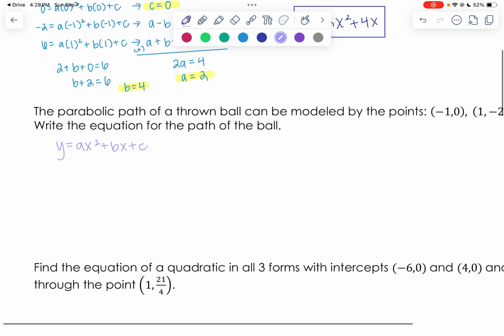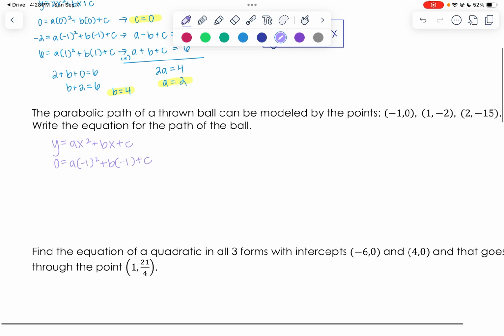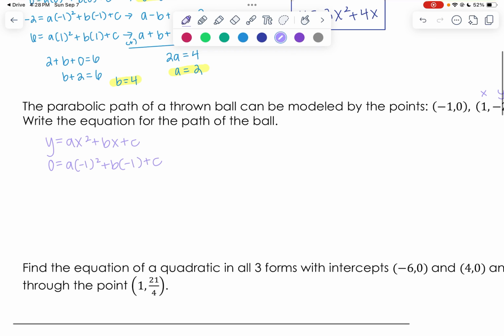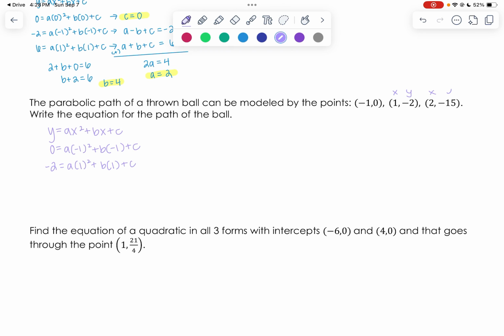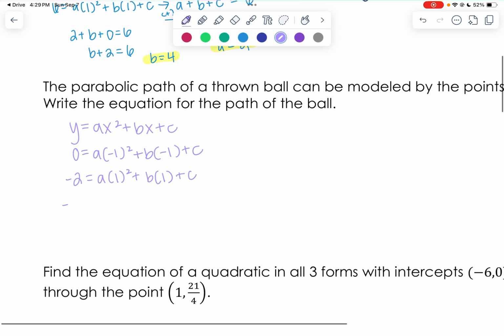So for that first one, I'm going to have 0 equals a times x was negative 1 squared plus b times x is negative 1 plus c. I'll worry about fixing it later, okay? For the next one, remember it's xy. So y is negative 2 equals a times 1 squared plus b times 1 plus c. And then for that last one, xy, y is negative 15. So this is negative 15 equals a times 2 squared plus b times 2 plus c, okay?